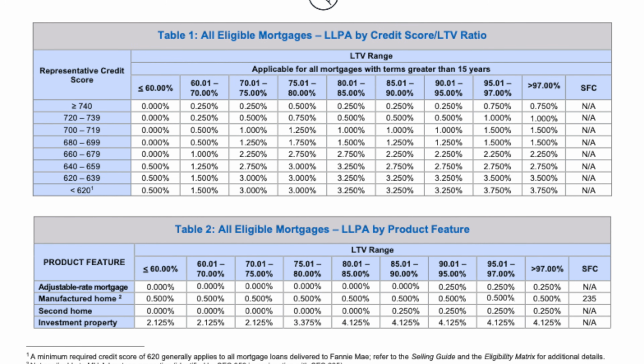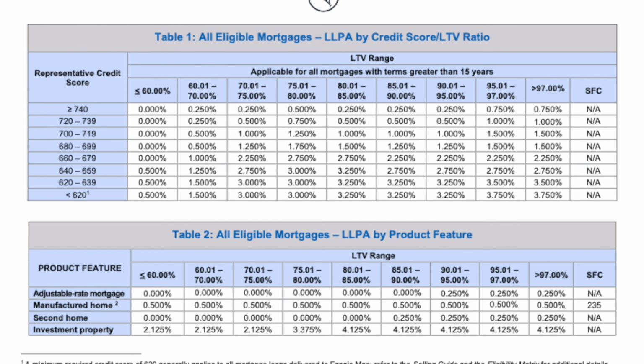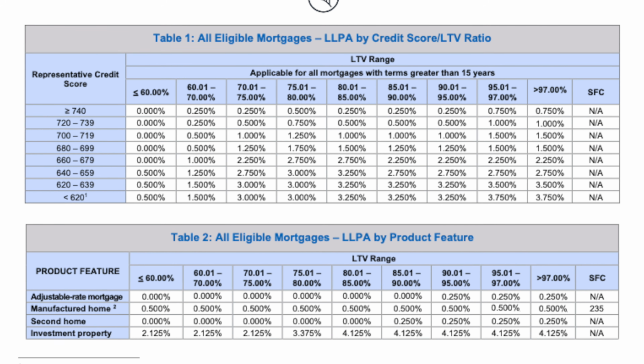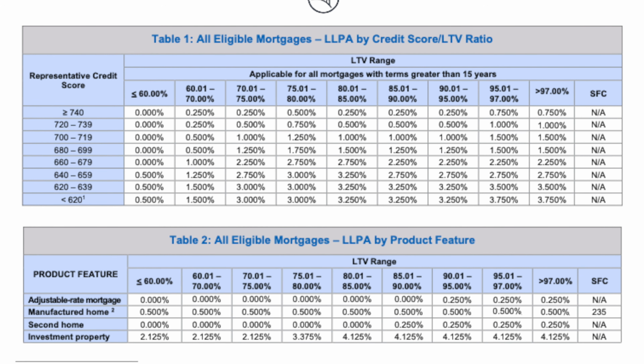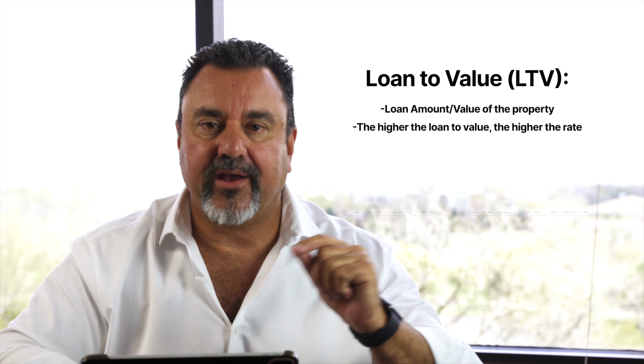Adjustment number one is based on your credit score and what we call your loan to value. Okay, so the higher your credit score, the better your rate, okay? Loan to value, here's what I mean by loan to value. It's the loan amount divided by the value of the property. The higher that loan to value, the higher your rate. Okay, so that's component number one with loan level price adjustments.